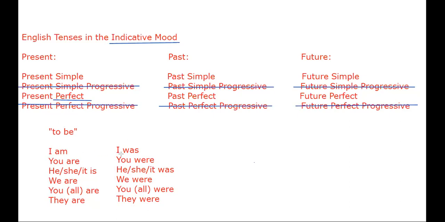So again, to be is a special case where you actually do conjugate based on person in the past tense. Was for this, were for this, was for this, were for this, were for this, and were for this. But for the present, it's also a special case. I am, you are, he, she, it is, we are, you are, and they are.